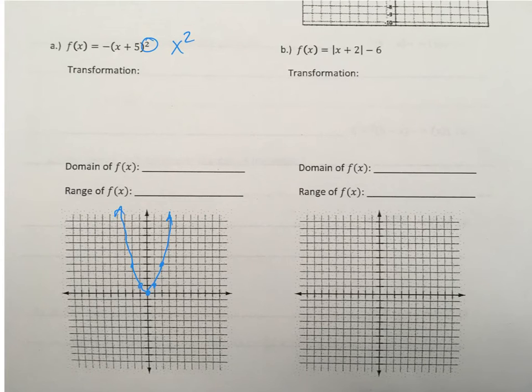And then I'm going to do some transformations. First, I notice this negative on the outside, which means it's going to be reflected. It's on the outside, so that means it's going to be reflected vertically over the x-axis. So if that's up 4, this is going to turn down 4. So now this is after step 1.